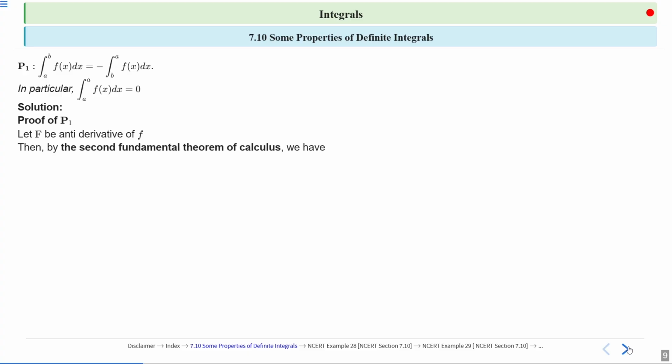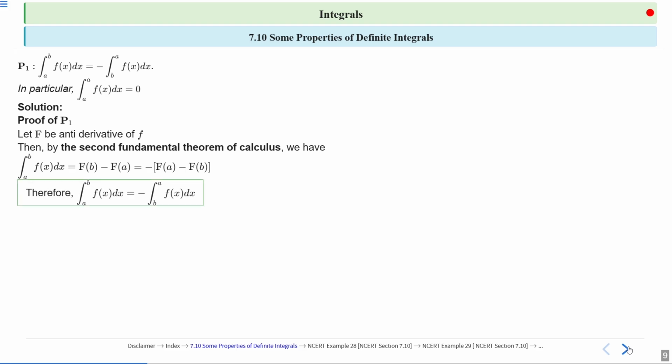So now we apply the second fundamental theorem of calculus to find the value of a definite integral. The second fundamental theorem of calculus says that the definite integral from a to b of f(x) dx is equal to the value of the antiderivative at the upper limit minus the value of the antiderivative at the lower limit. If we take the negative sign common, we get minus the bracket of the antiderivative at a minus the antiderivative at b. We just take the negative sign common.